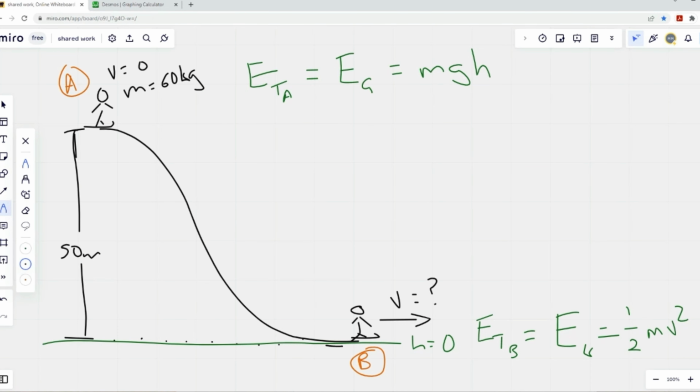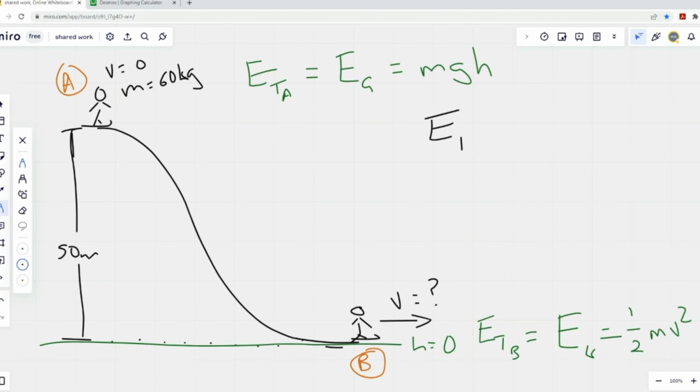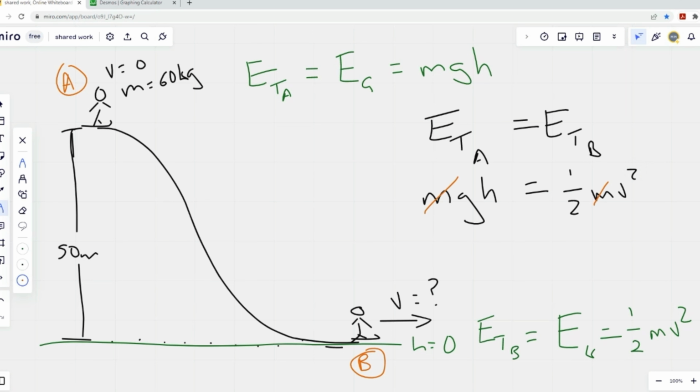And now, by using the law of conservation of energy, I can say, well, the total energy in position A must equal the total energy in position B. And so mgh, the total energy at position A, is equal to 1/2 mv squared, the energy in position B. I can cancel out the m in common, move the 2 over, and have 2gh equals v squared, or v equals root 2gh, and then I can plug in the numbers for g and h to solve the problem.